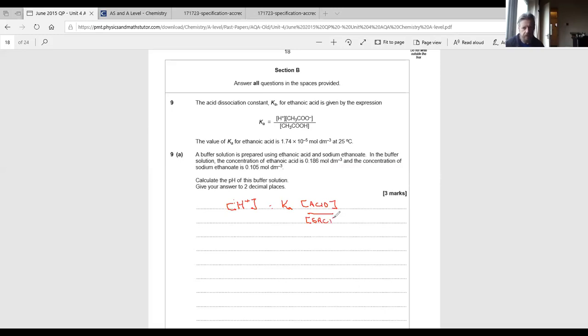That's the easiest buffer question I've ever seen. And it's just what we need. Pray for one like that. It's what we need at the moment.